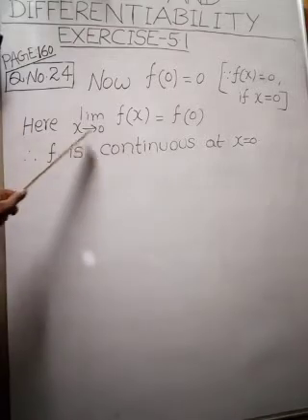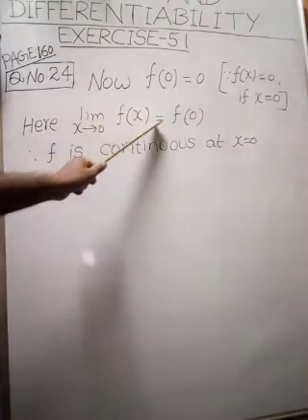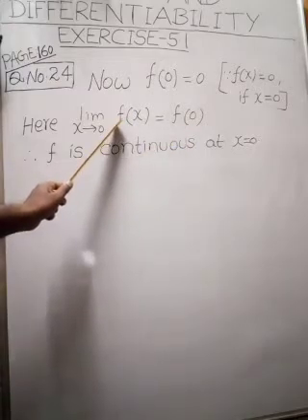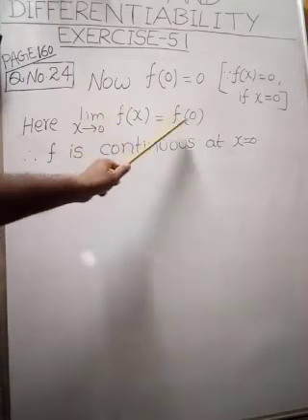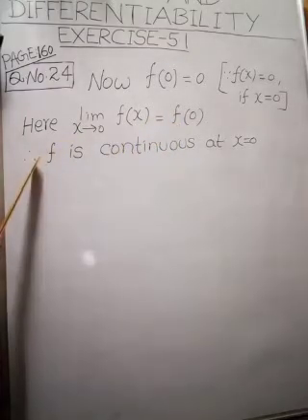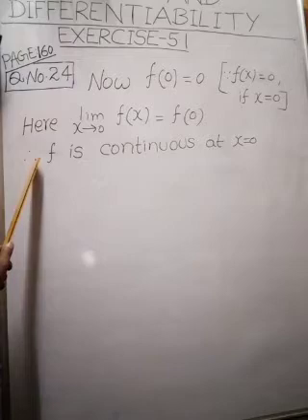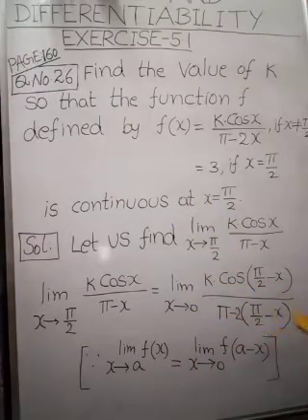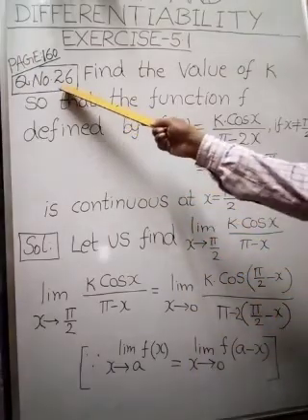Here, as x tends to 0, the limit of f(x) is equal to f(0). The limit of the function at x equal to 0 and the function value at x equal to 0 are both equal. Therefore, what can you conclude? f is continuous at x equal to 0. Understood this step, my dear children? Right. Now come to question number 26.